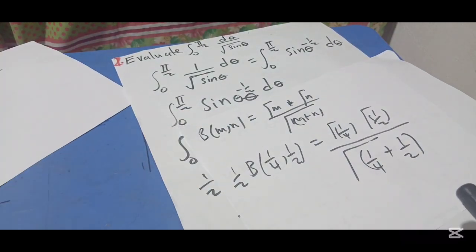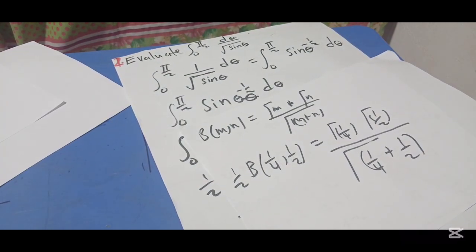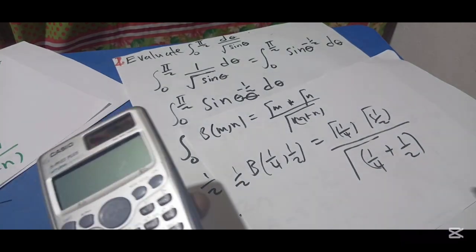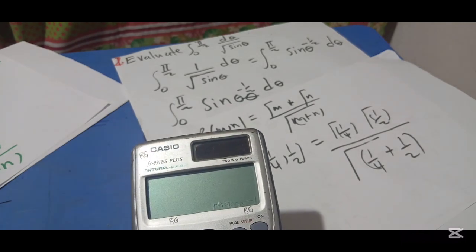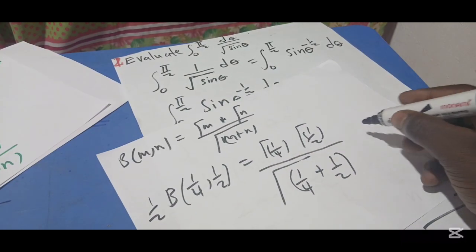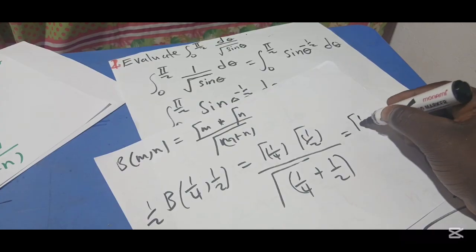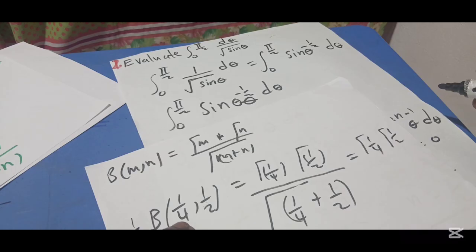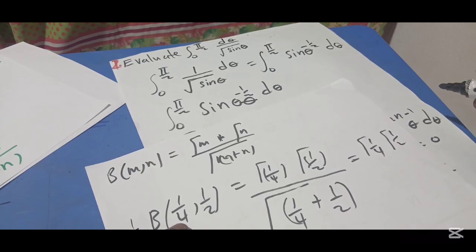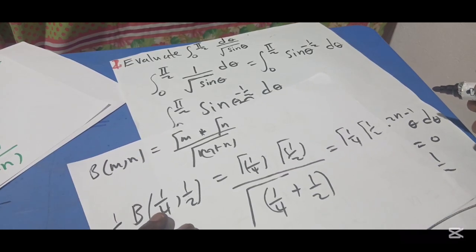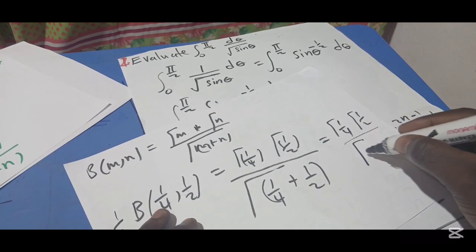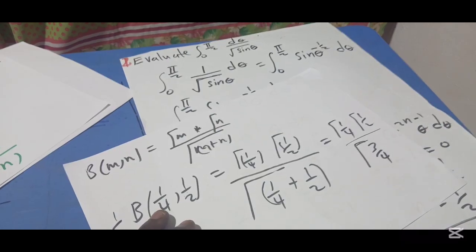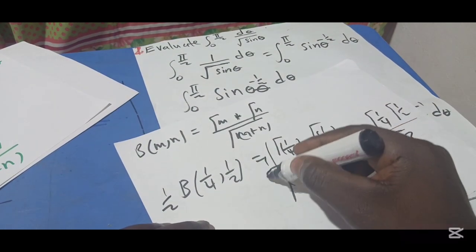So simplifying the denominators, 1 on 4 plus half gives us what? That will be 3 on 4. So gamma 1 on 4, gamma half. And what is gamma half? We know gamma half is a constant, which is square root of pi, right? All on gamma 3 on 4. And don't forget that we are multiplying everything by half, right?